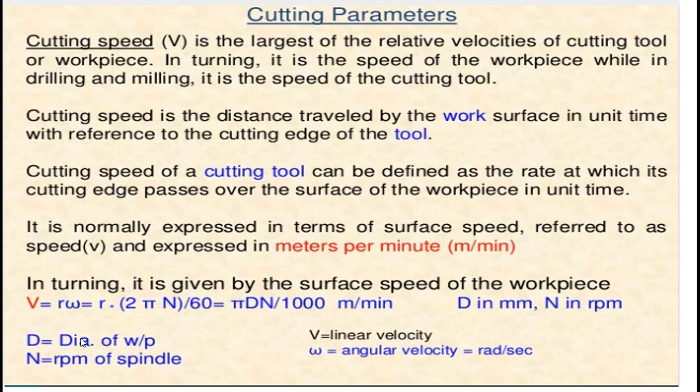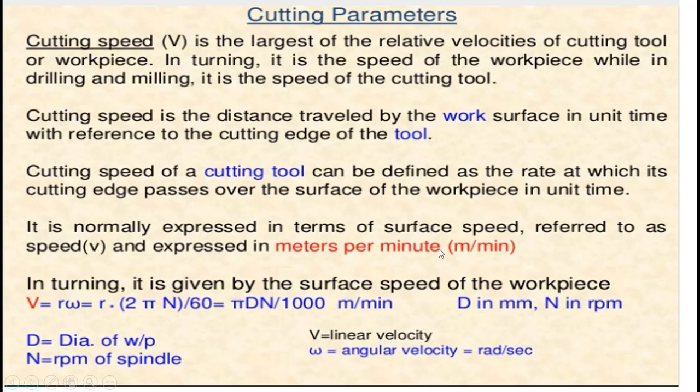Cutting speed can also be defined as the distance traveled by the work surface in a unit time with reference to the cutting edge of the tool. Another definition is the rate at which the cutting edge passes over the surface of the workpiece in a unit time. It is normally expressed in units of meters per minute.